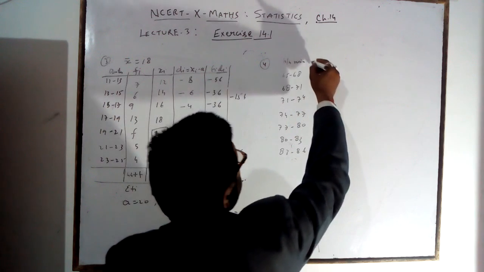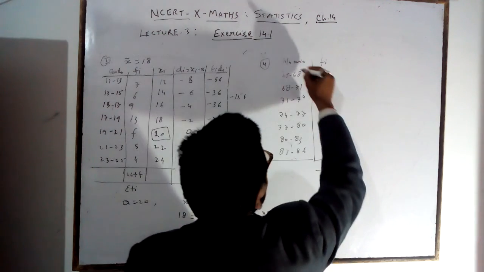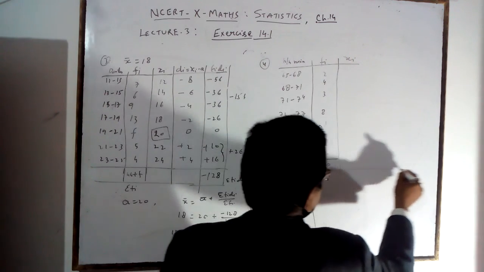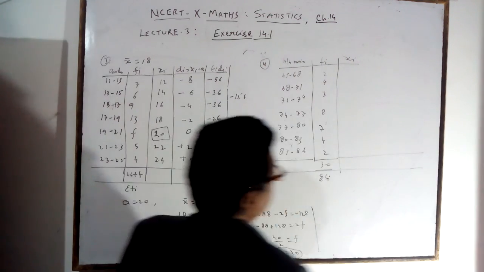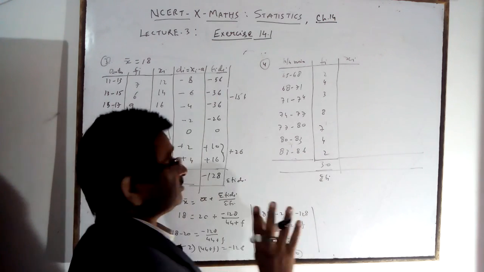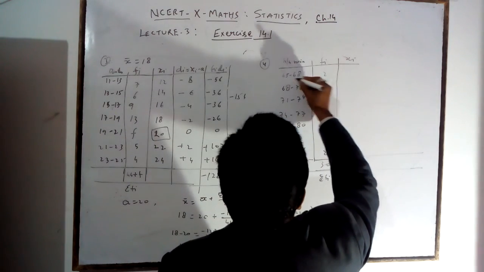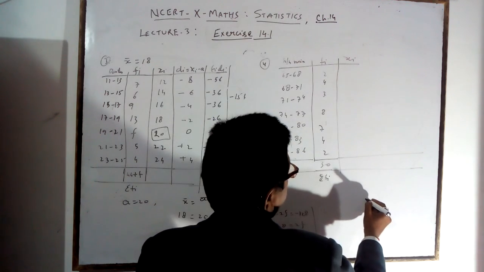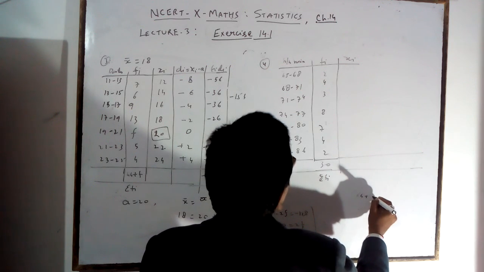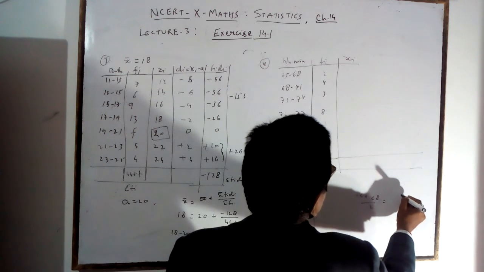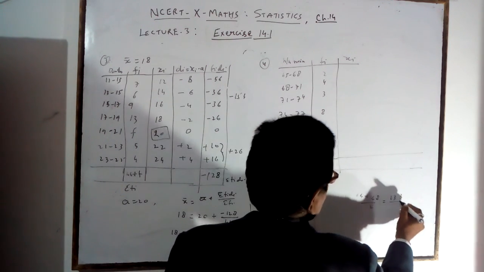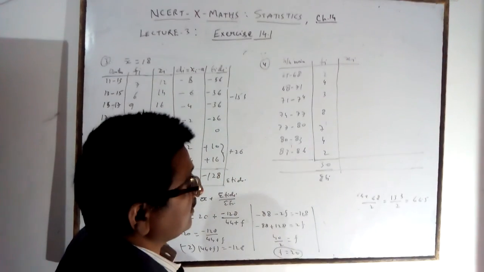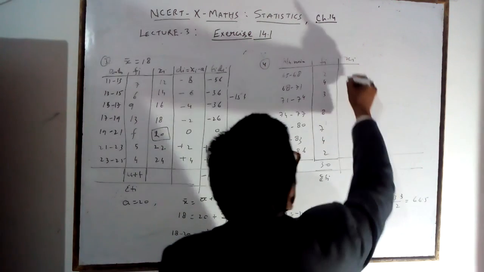So what will you do? You find out Xi. Step deviation, a very shortcut method, you can apply here. Class size is the same, then you can use the shortcut method. Here, what will you get? 65 plus 68 by 2, 133 by 2, 66.5. You will get 66.5 at the first.